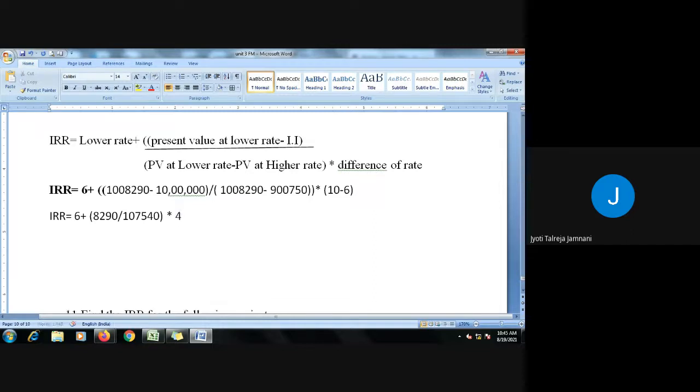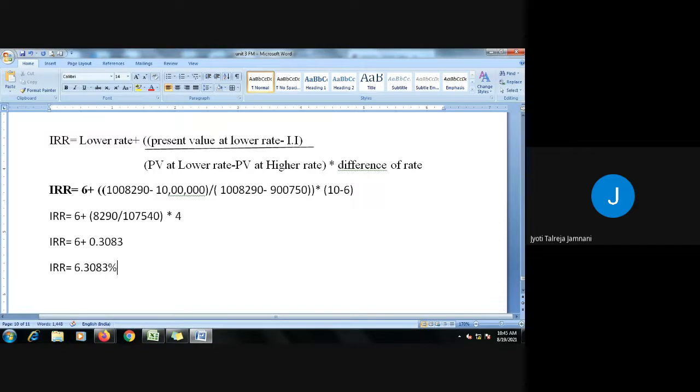So IRR is equal to 6 plus. We'll divide and multiply by 4. So 8,290 divided by 1,07,540 is 0.077. There only you can do into 4. 0.3083. Yes, ma'am. Then IRR will be 6.30, or you can say 6.3083%.